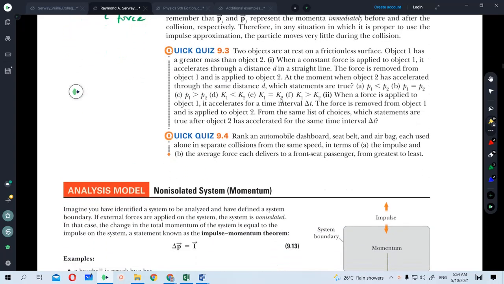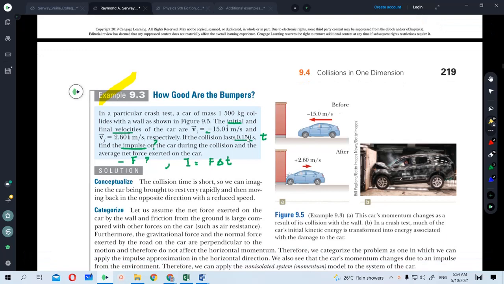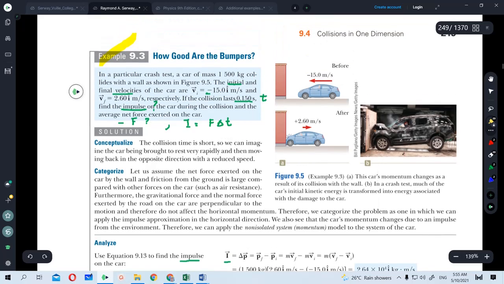Now, let us look at the example where we will apply the expression impulse momentum theorem, which is example 9.3. Remember that we are going to apply the impulse momentum theorem. So, the situation in this example is we are going to see this car that travels at negative 50 meters per second, hits the wall and then rebounds. Now, we are going to find the value of the force, and then compare what if the final velocity is 0, would it make any difference or not? Because this will discuss the shape of the front boot, the design itself.